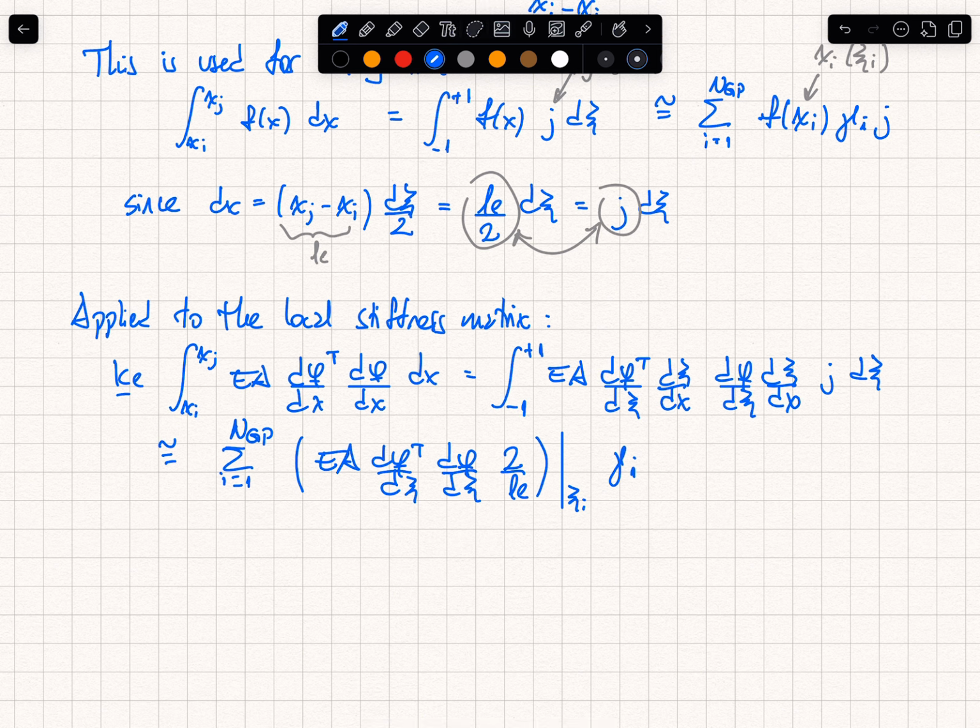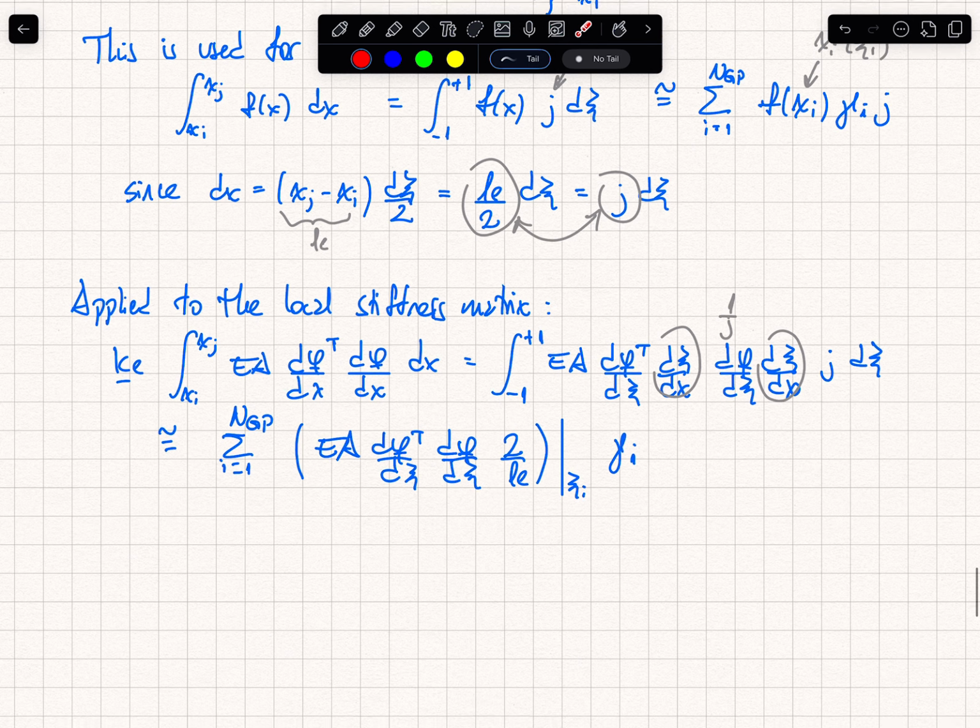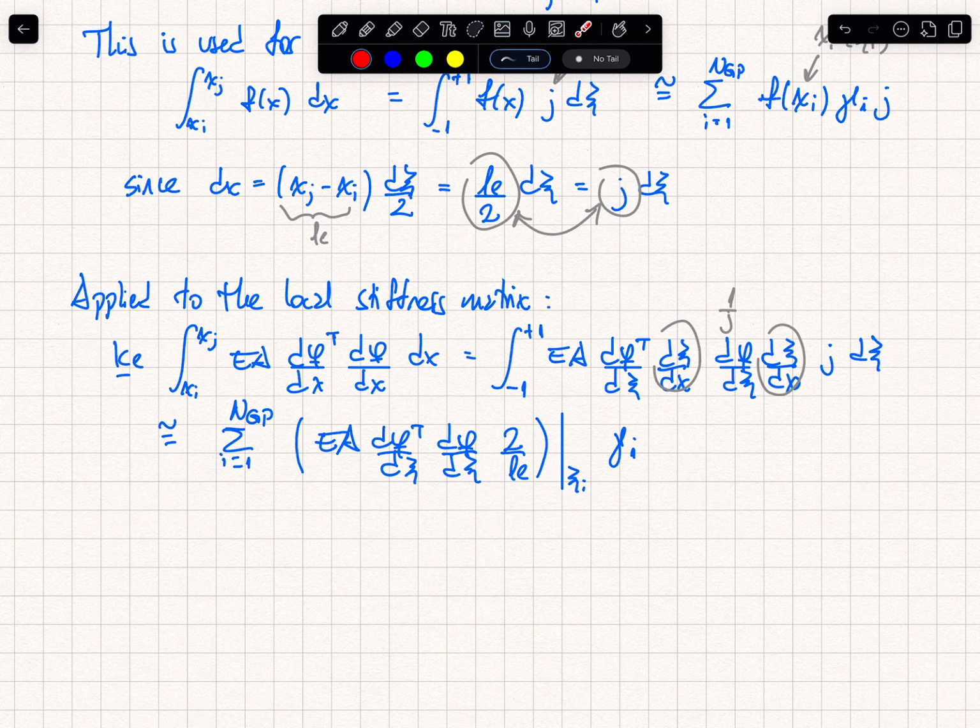So again, that is because these guys here are basically 1 over j. And j is the length of the element divided by 2, right? And so we have 1 over j squared multiplied by j, and that is popping up here. All right? So this is essentially the way we do the integration of our local stiffness matrix. Normally, in standard finite elements, we do it like this.